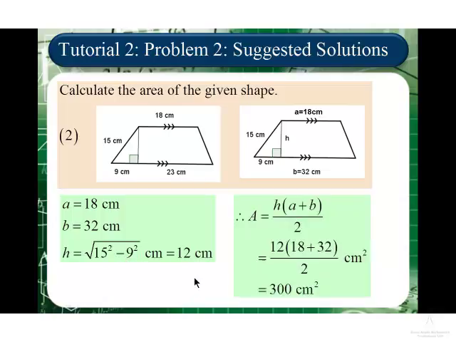If you calculate that, we get 12 centimeters. Now this is sufficient for us to calculate the area of this shape as being the height, the distance between the two parallel sides h in this case, multiplied by the average length of the two parallel sides. That's a plus b over 2. Substituting the values and calculating, we find that the area of this shape is 300 centimeters squared, or square centimeters for that matter.